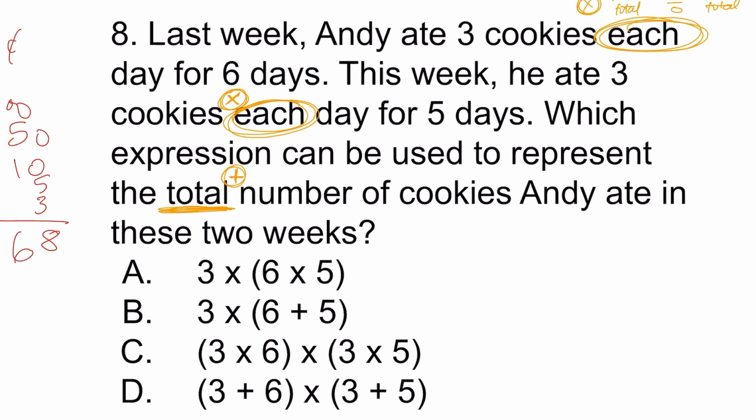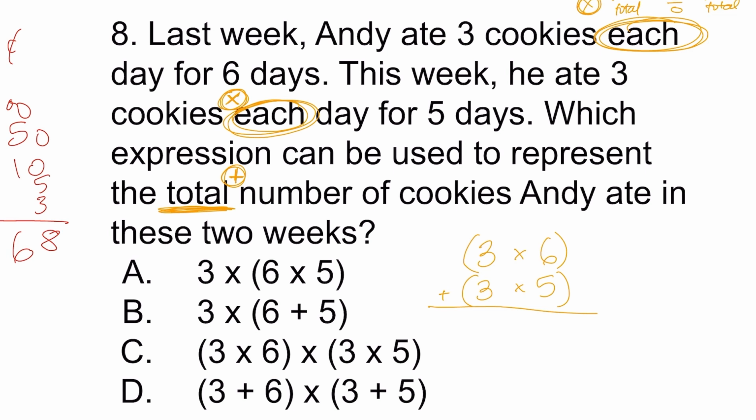So last week, he ate 3 cookies for 6 days. That's 3 times 6. And this week he ate 3 cookies each day for 5 days. That'll be 3 times 5. And we have to put parentheses because we have to add the total here. Now you don't have to figure out what the answer actually is. You just have to rewrite this expression. So just go through all the choices and see which expression matches this.